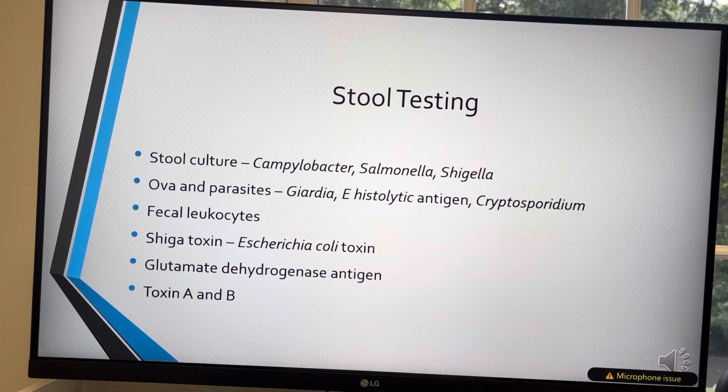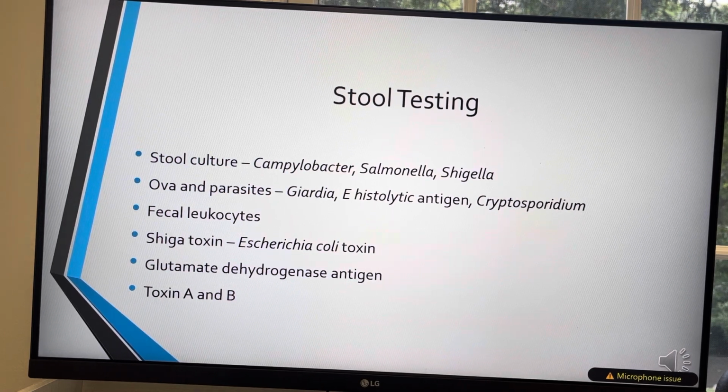If both are positive, that's C. diff. You don't need to do any further workup. If both are negative, it's not C. diff. If one is positive and one is negative, then consider the stool amplification test to further evaluate for C. diff.